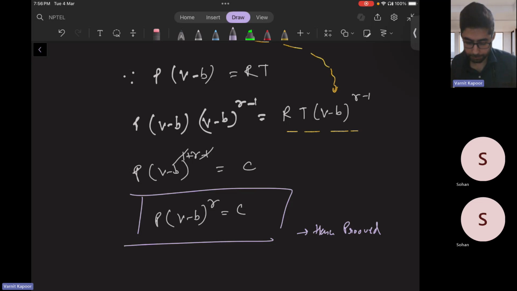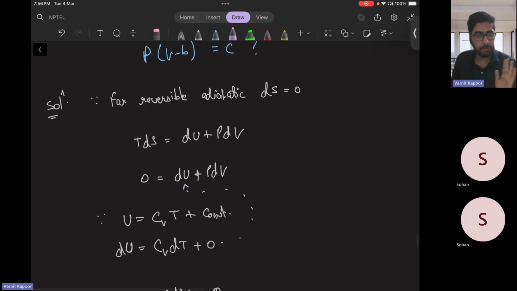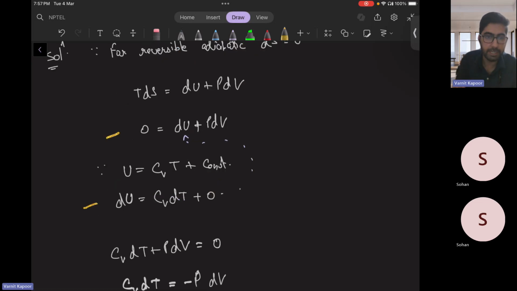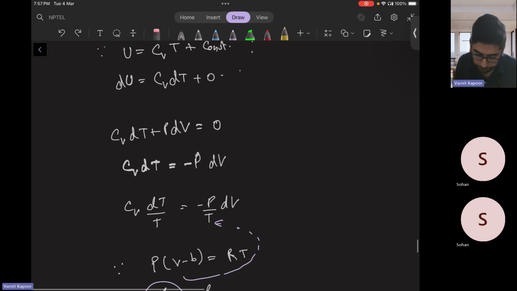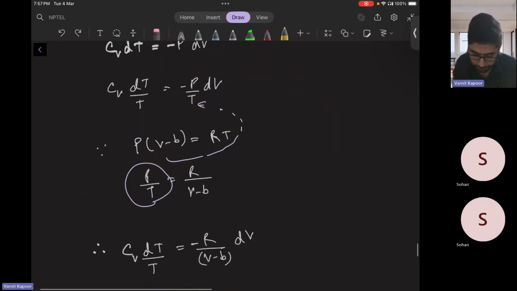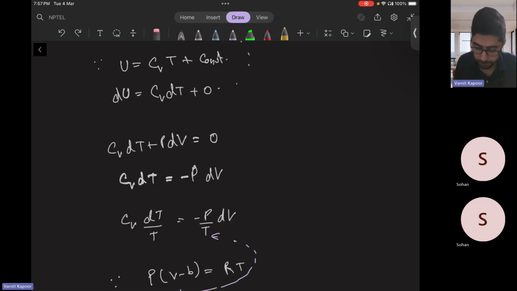A very good question again. So I'll explain once and for all. For a reversible adiabatic process, entropy change is 0. You put TdS is equal to dU plus PdV, in which TdS is 0, so 0 is equal to dU plus PdV. You know that U is CvT plus constant. So dU will be CvdT plus 0, because it's not an ideal gas. Now put this dU here. You get the expression CvdT plus PdV is equal to 0.